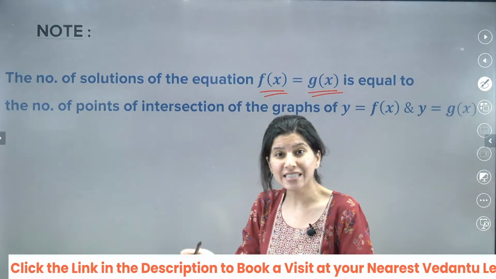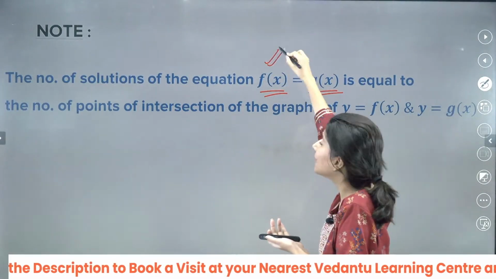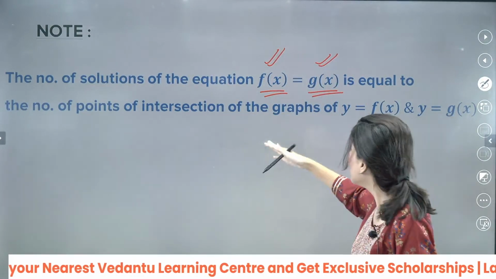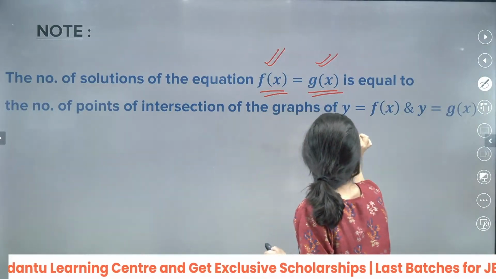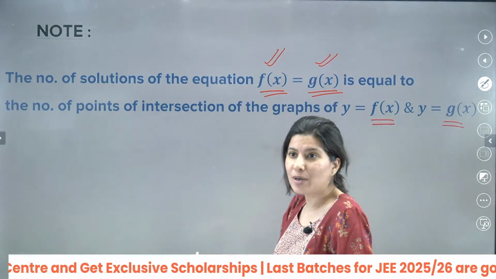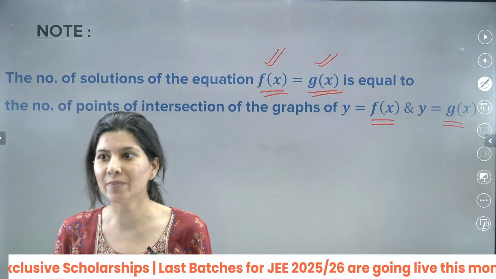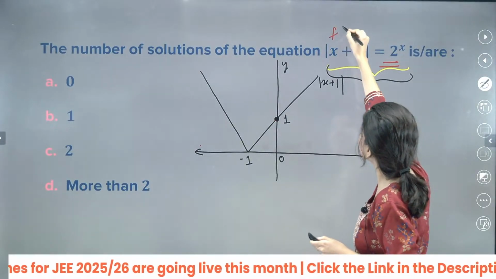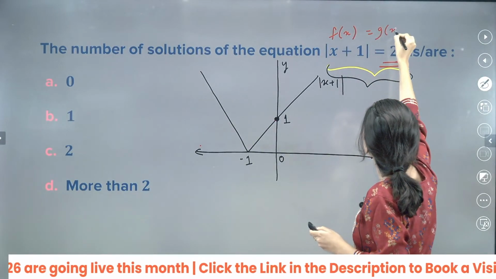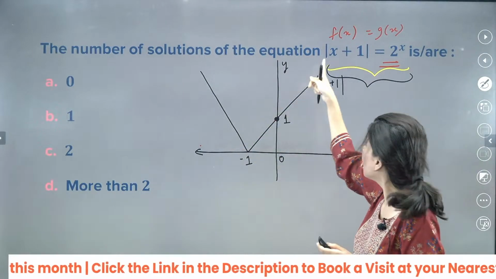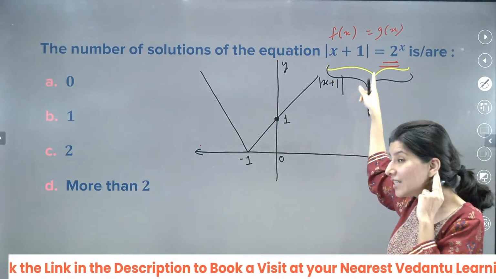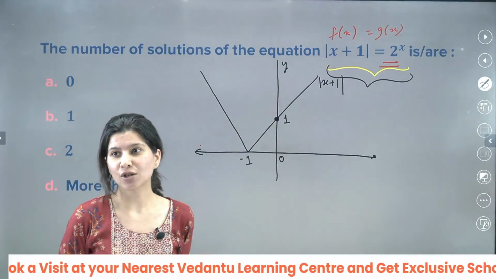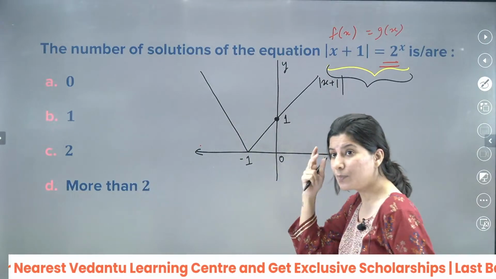Now what we need to do is, in the same graph you have to draw the LHS part, in the same graph draw the RHS part, and the number of points of intersection of f(x) and g(x) will give you the number of solutions. Do you know this concept? So this is my f(x) and this is my g(x). I'm trying to plot both. f(x) is already plotted. Now I'm going to plot g(x), and I will look at how many points of intersection there will be. So be careful in that.